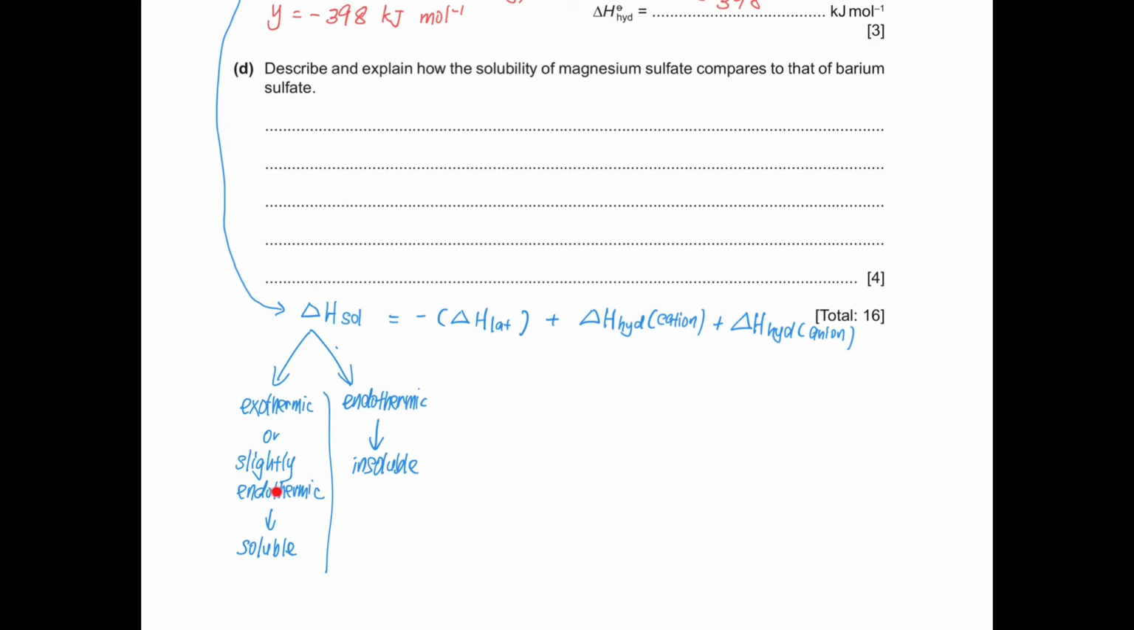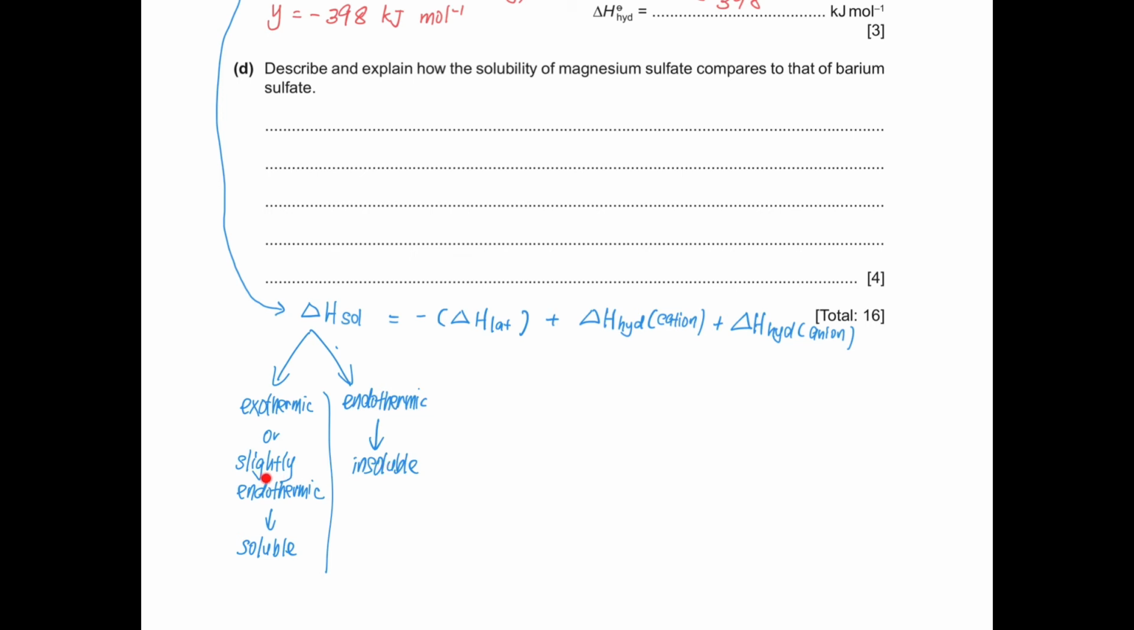Of course you have to know what is meant by slightly endothermic and what is endothermic. Slightly endothermic is like maybe 1 digit in value. For example, sodium chloride: the enthalpy change of solution is positive 6 kilojoule per mole and it is soluble. It is just 1 digit. If the endothermic value is 2 digits onward, like 20 something or 30 something, or maybe 3 digits like 100 something, then it is insoluble.